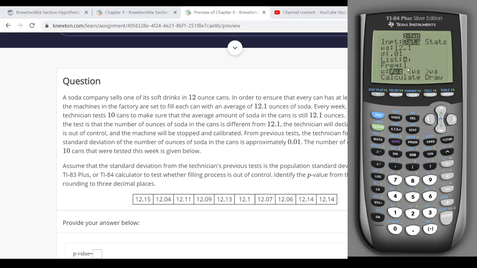Then the list line is this. Where is your sample coming from? What list of data do you have your sample entered in? And that's list 1. I already have that. Now if it's in list 2 or list 3, just hit second and go 2 or 3 or 4 or 5 or 6 to get different lists in there. But it's already list 1.